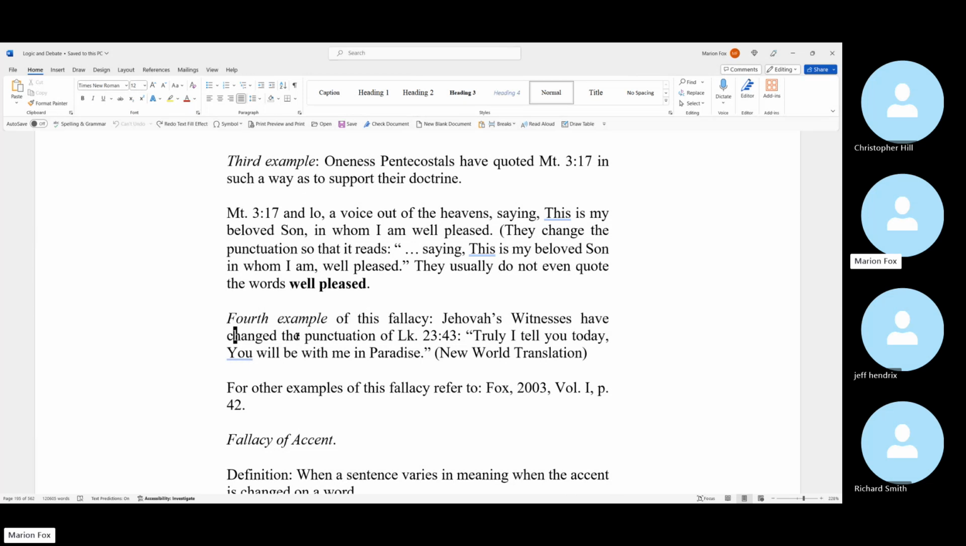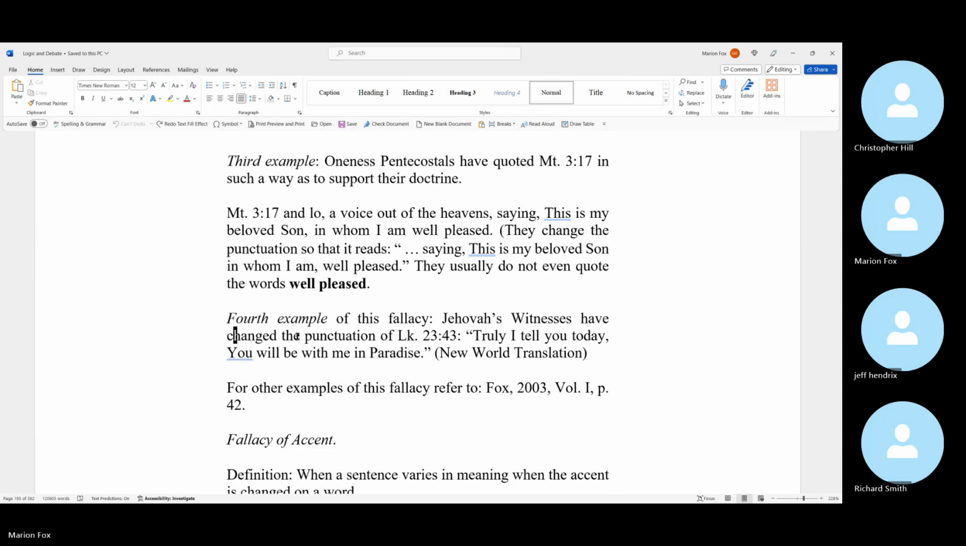And frequently they'll leave out the words well pleased. In debate, I had them say this is my beloved Son, whom I am. They'd stop right there. Of course, it sounds good. It sounds like the Father is in the Son. He's inside his body. See? And that's one of their doctrines, of course. So they actually misquote the passage or leave out well pleased and put the comma in the wrong spot. Okay? This is my beloved Son, whom I am well pleased. And they'll say, "This is my beloved Son, whom I am, well pleased."